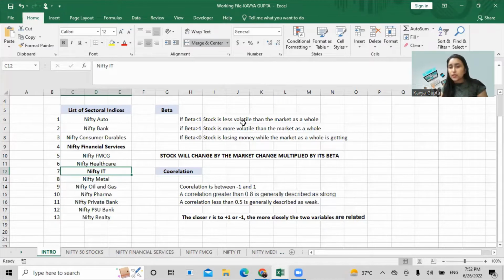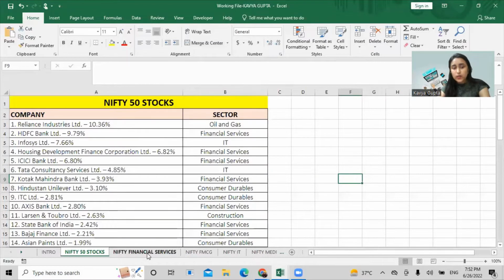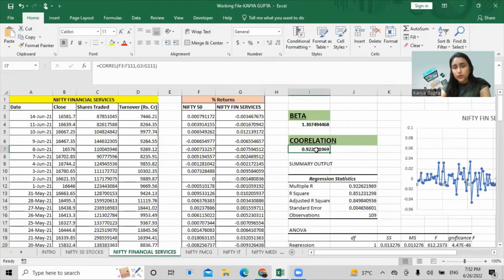Now, correlation again, it gives you both the direction and the strength. So remember, correlation gives you the direction also and the strength also, right? So if the correlation is 0.6, then in that case, it is a positive correlation and moderately correlated. Now we have this, I have already discussed. Then we could see that the correlation of the Nifty financial services and Nifty 50 was 0.92, which was expected. Why? Because again, Nifty financial services contributes a major part of Nifty.